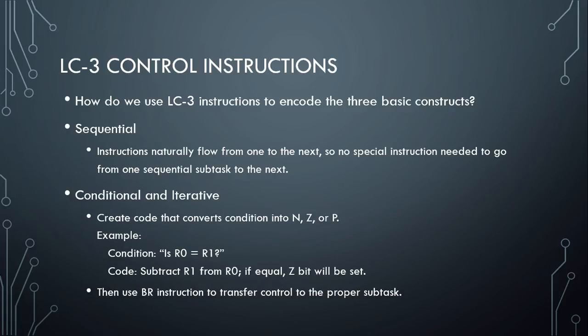With conditional and iterative loops, you have to create special code that converts the condition into a negative, 0, or positive. So, for example, you have a condition: is R0 equal to R1? In code, we say subtract R1 from R0. If equal, the 0 bit will be set. Then we use a branch instruction to transfer control to the proper subtask.